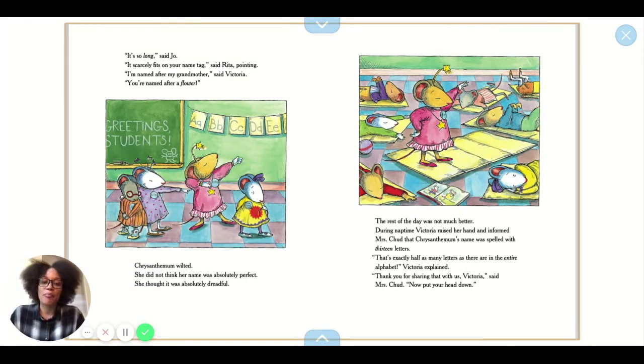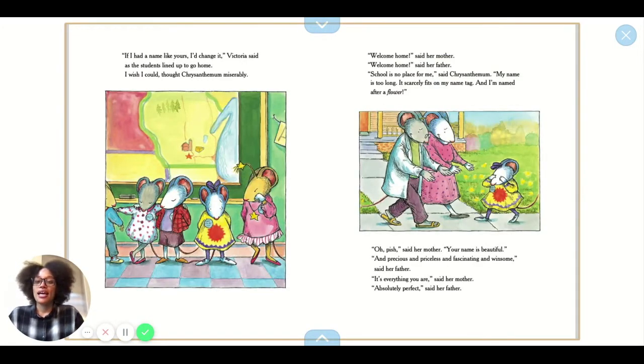The rest of the day was not much better. During nap time, Victoria raised her hand and informed Mrs. Chudd that Chrysanthemum's name was spelled with 13 letters. That's exactly half as many letters as there are in the entire alphabet, Victoria explained. Thank you for sharing that with us, Victoria, said Mrs. Chudd. Now put your head down. If I had a name like yours, I'd change it, Victoria said, as the students lined up to go home. I wish I could, thought Chrysanthemum miserably. Say the word miserably. That means that she was feeling really bad and sad.